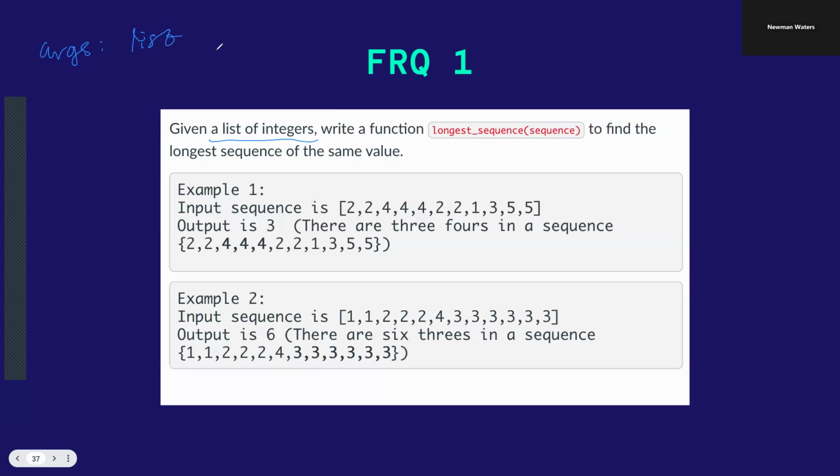And then it says write a function, longest sequence, taking in the sequence variable, which should be this list here. So that would be, why is this like so bad?